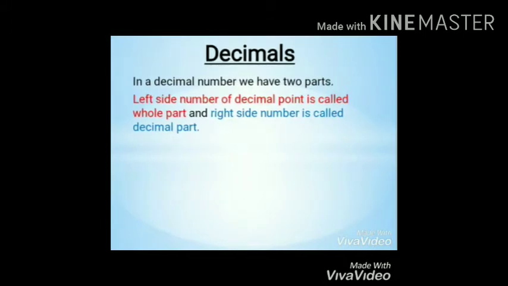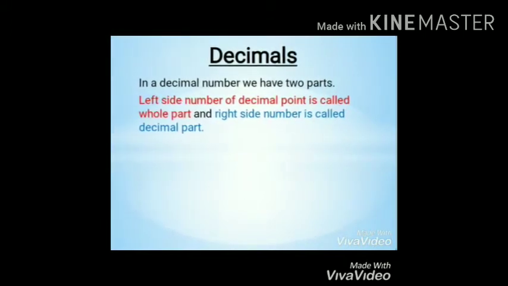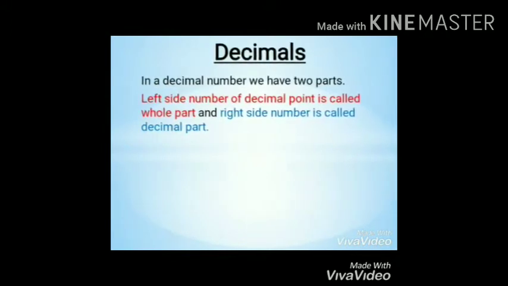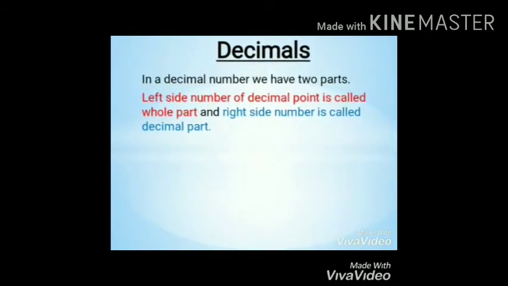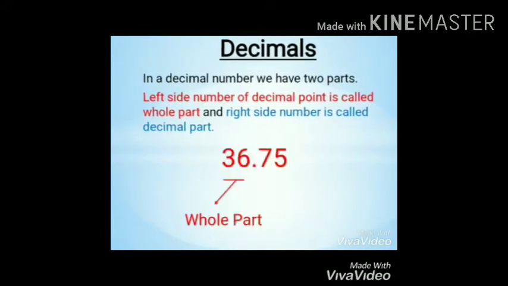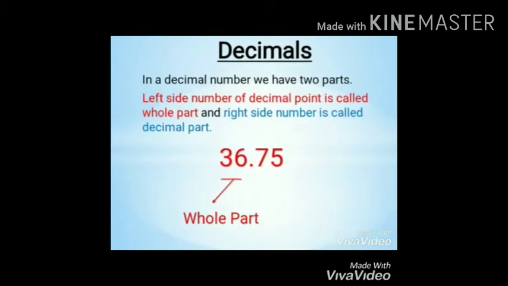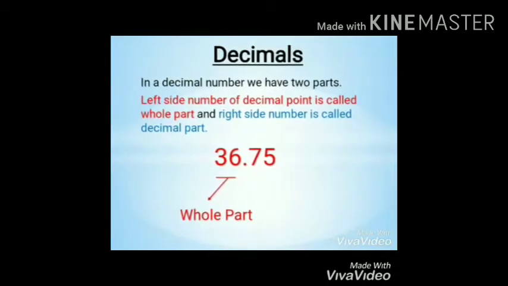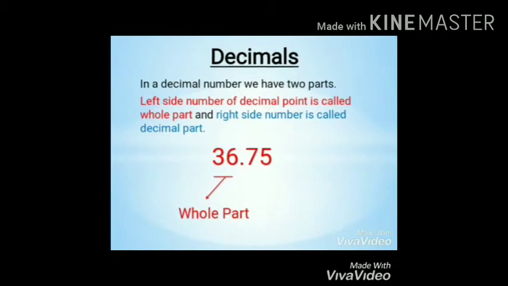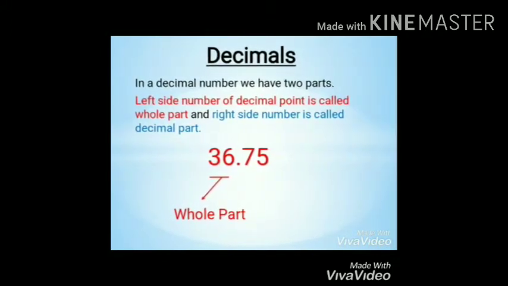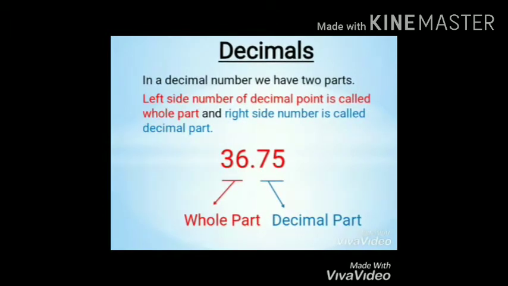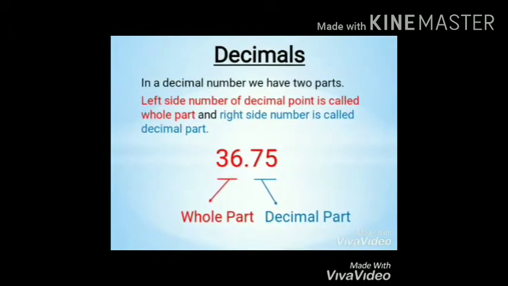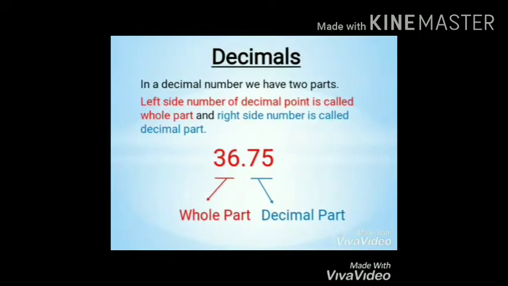So as we all know, in a decimal number, we have two parts. The left side number of a decimal point is called the whole part, and the right side number of a decimal point is called the decimal part. So here we have a number 36.75, on which the left side number of a decimal point, that is 36, is called the whole part, and the right side value of the decimal point, that is 75, is called its decimal part.